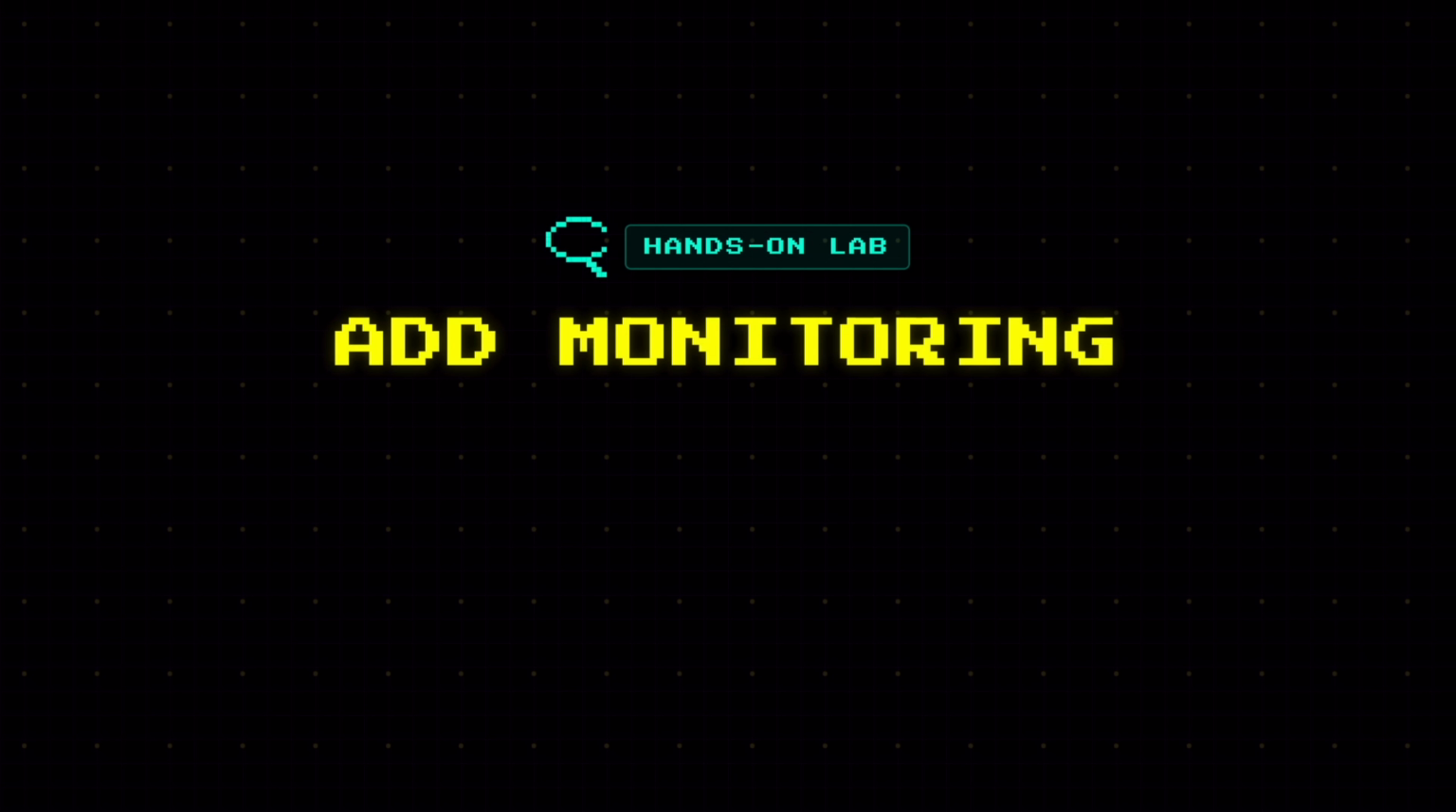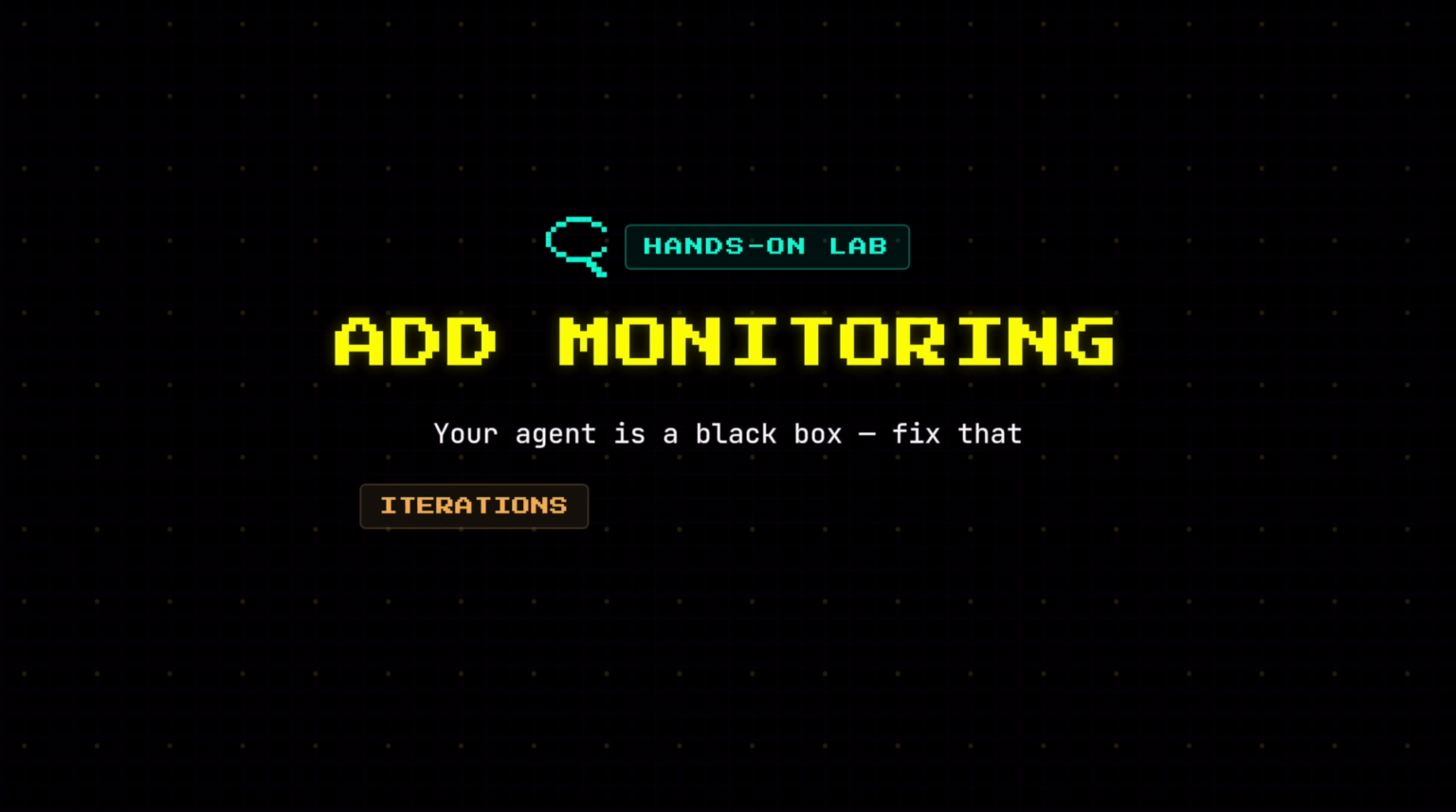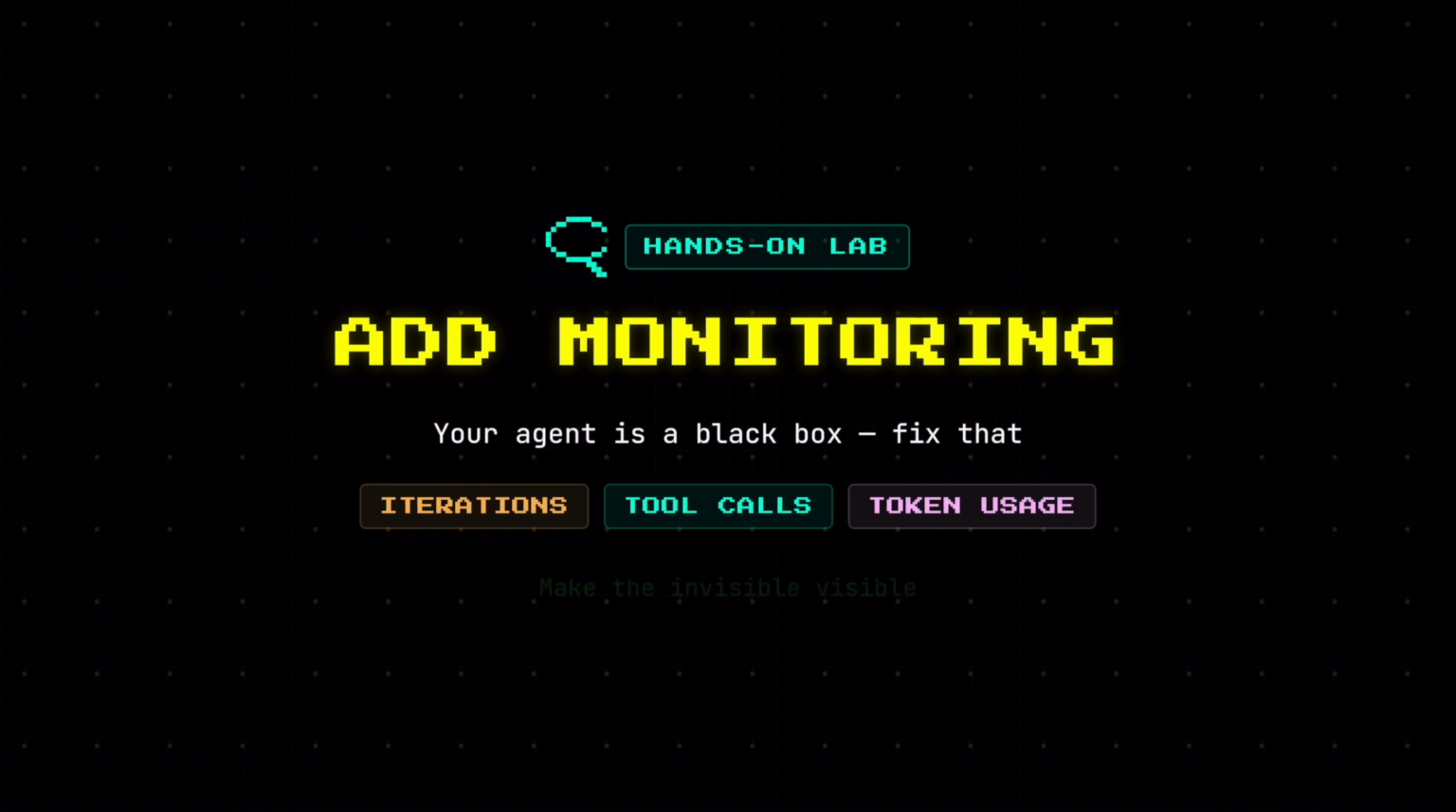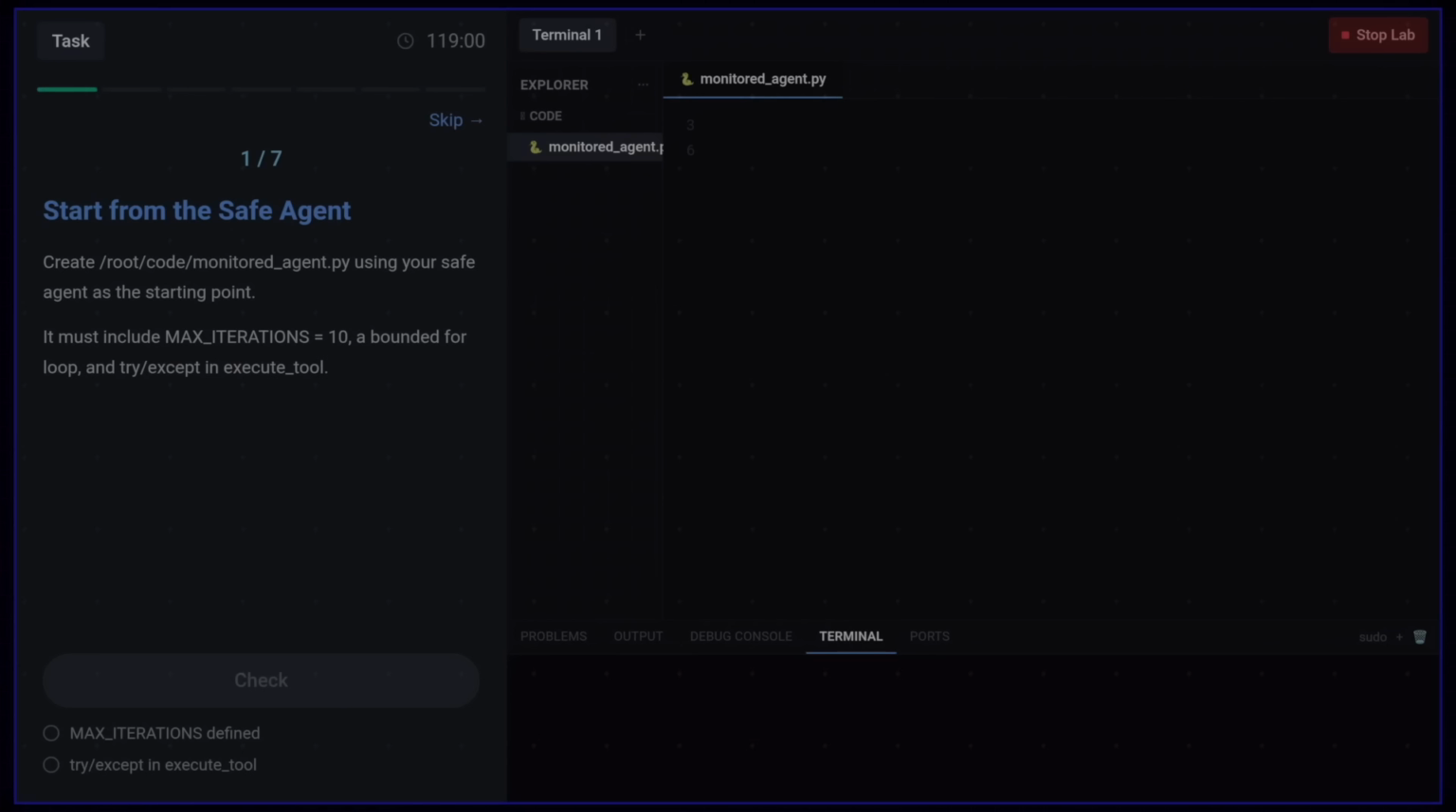Your safe agent handles errors and caps its iterations, but right now it's a black box. You can see the final answer, but you have no idea how many iterations it took, which tools it called, how long each one lasted, or how many tokens it burned. This lab adds the instrumentation that makes an agent debuggable. Here's how the lab works.